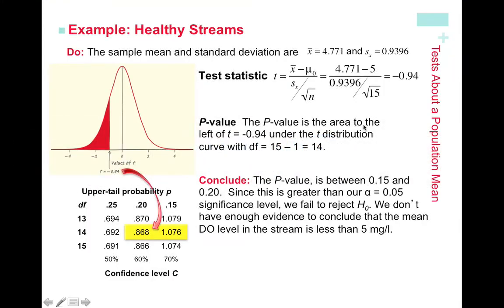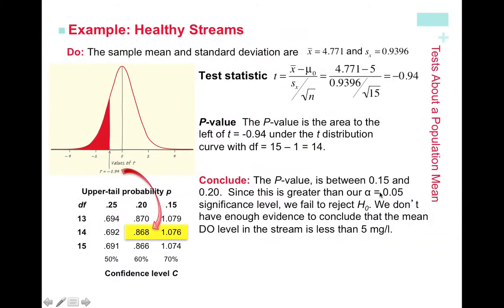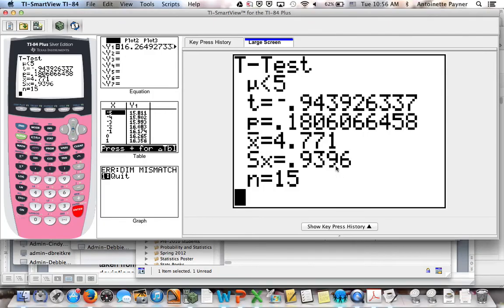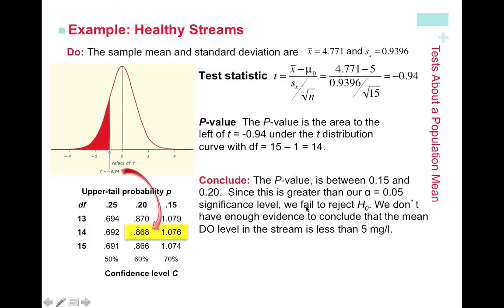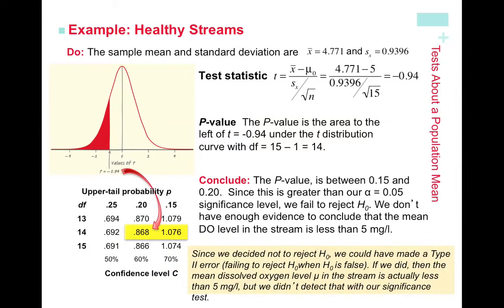So I would have come up with the same test statistic as them. I would have gotten my p-value. I'm going to get a slightly better p-value just because I'm not using the table. Again, since the p-value is greater than alpha, I'm going to fail to reject, and there's not enough evidence to conclude that the DO level in the stream is less than 5 milligrams per liter. And since I failed to reject, it's possible I made a type 2 error. I couldn't have made a type 1 because I didn't reject.